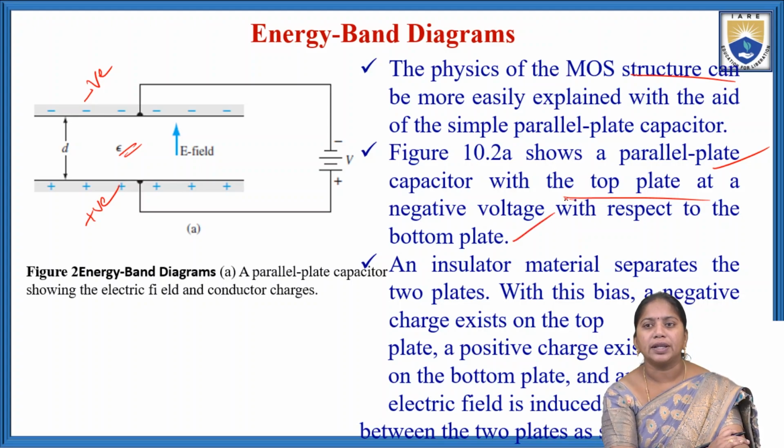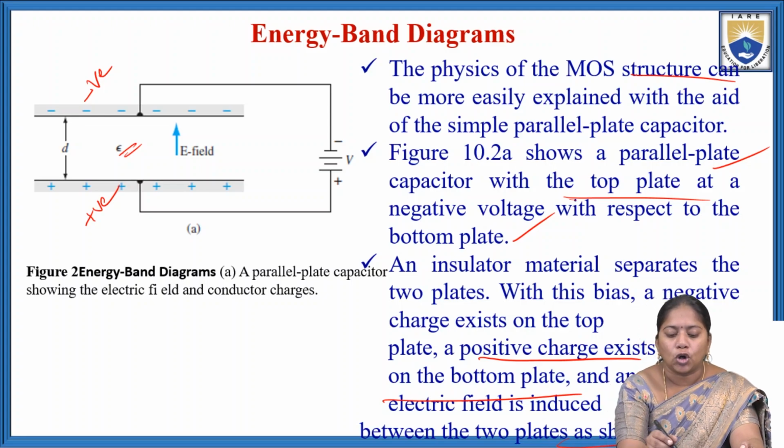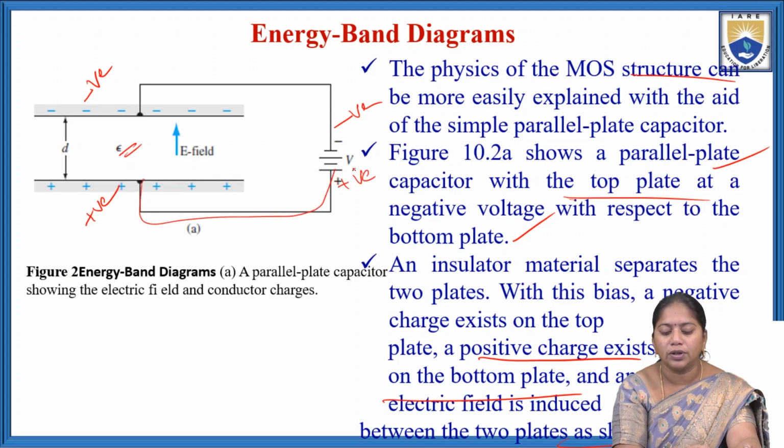An insulator material separates the two plates with the bias. A negative charge exists on the top plate, a positive charge is existing on the bottom plate, and an electric field is induced between the two plates. Here the top plate is connected to the negative terminal of the battery and the bottom plate is connected to the positive terminal of the battery.